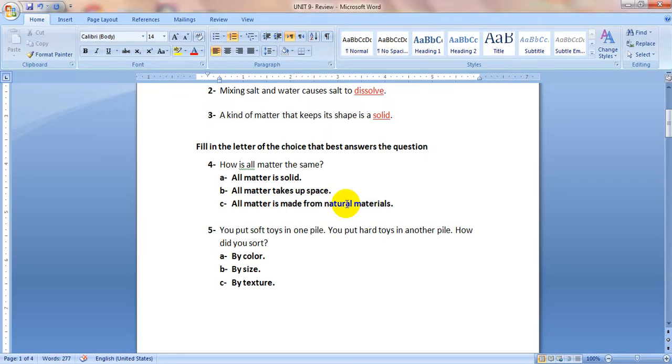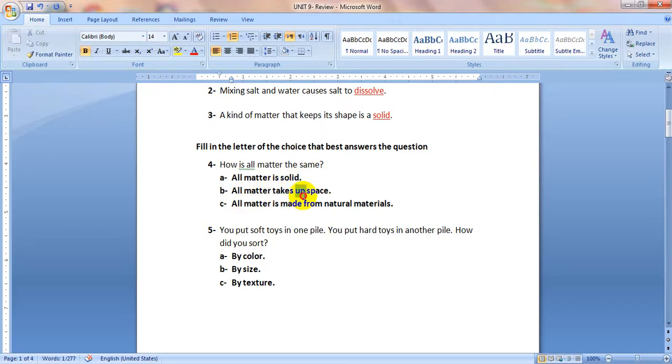It's made by God. Are all kinds of matter around us made naturally? Of course not, because some of them are made by people. So it's not letter C. What about letter A? All matter is solid. Everything around us is solid? Of course not, because we said we have also liquids and gases. So the best answer is all matter takes up space.